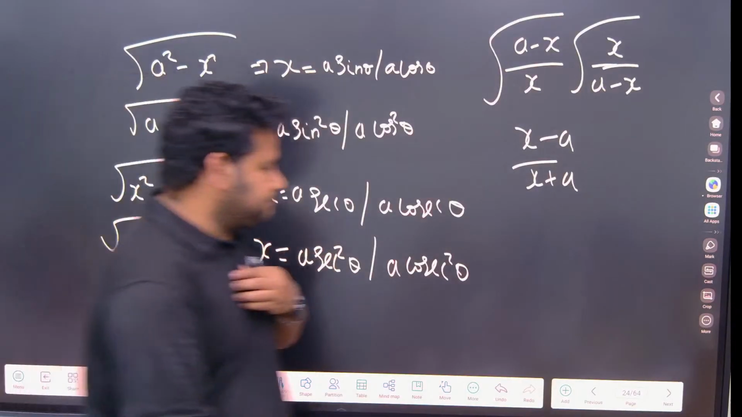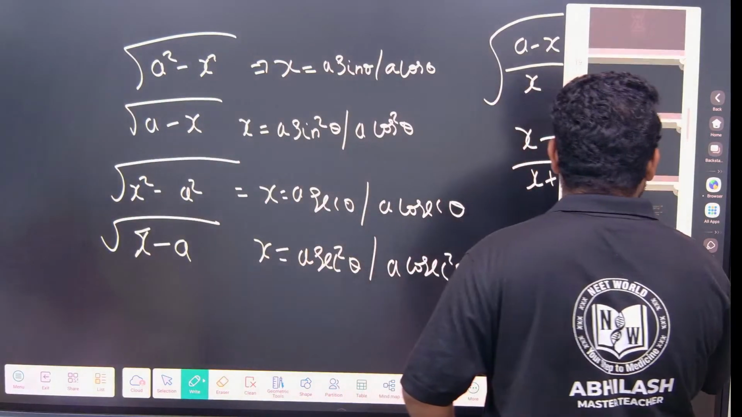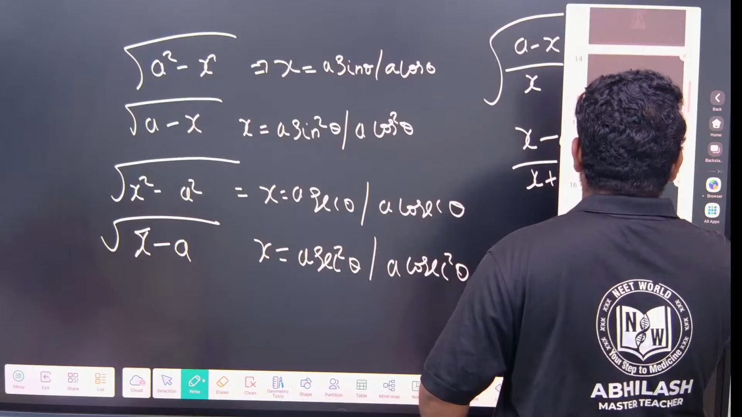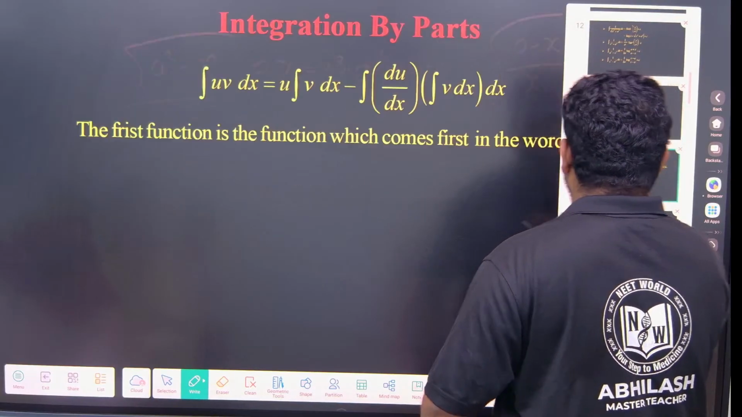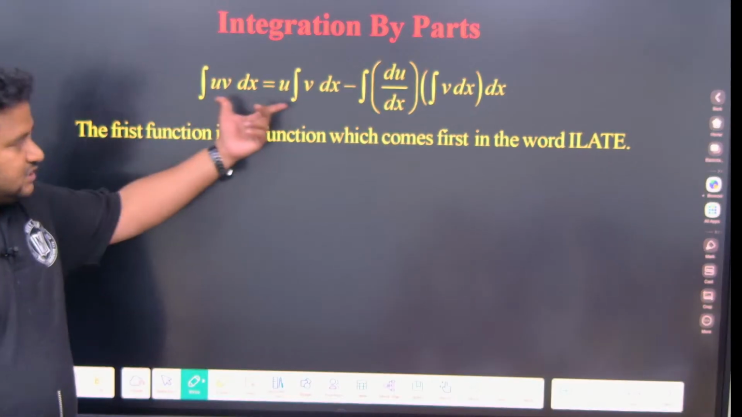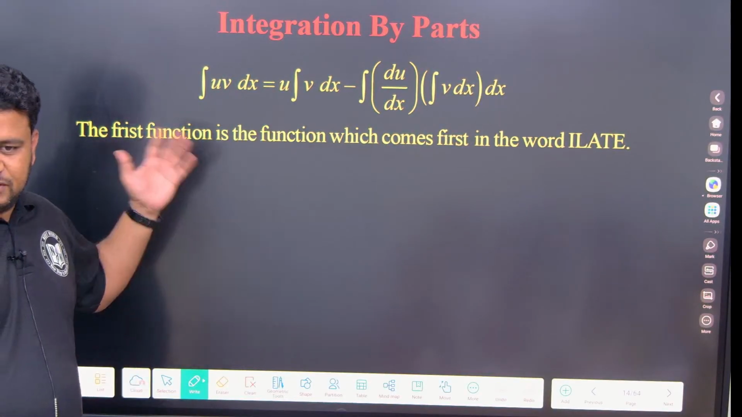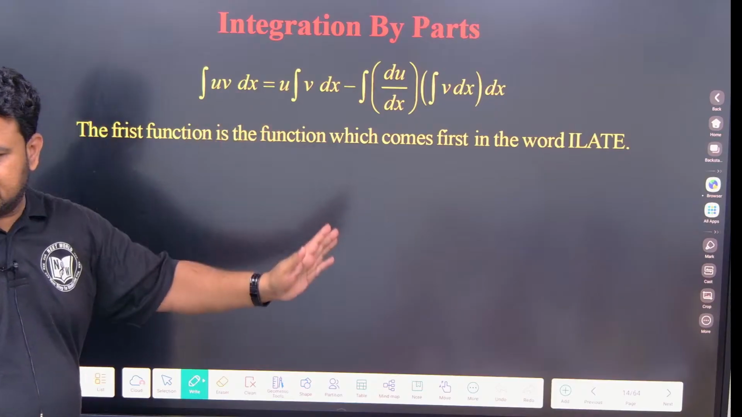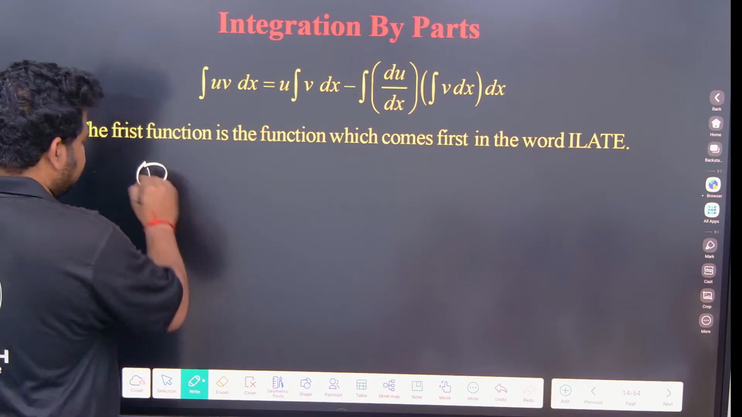Next, when it comes to integration by parts, this is the formula which we will be using, but we will not be using the long method. Suppose I told you 3 shortcut tricks, that is what?